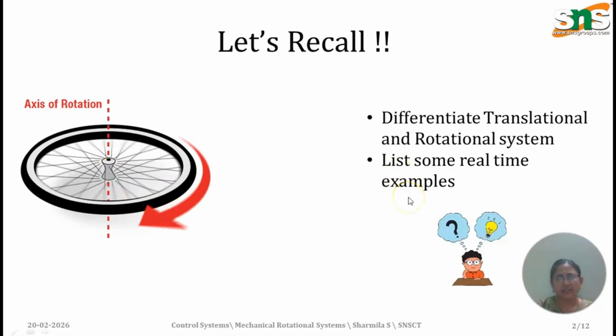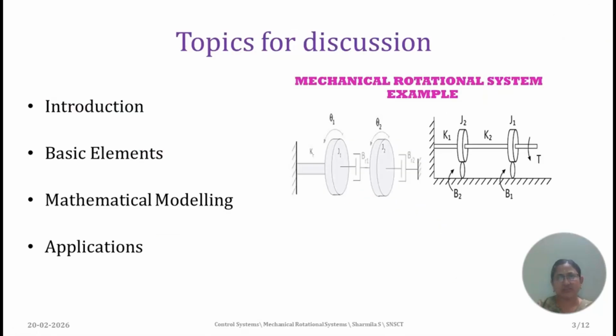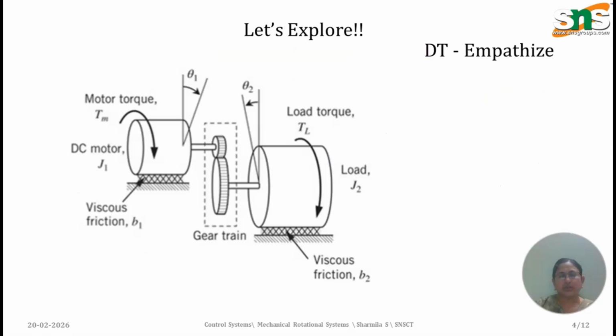So now let's explore the topics for discussion today: introduction to mechanical rotational systems with examples, basic elements which are used in mechanical rotational systems, and mathematical modeling of mechanical rotational systems and their applications. So let's explore the mechanical rotational system. Here this is the motor torque, this is the DC motor rotation, and the load torque will be generated in this rotation.